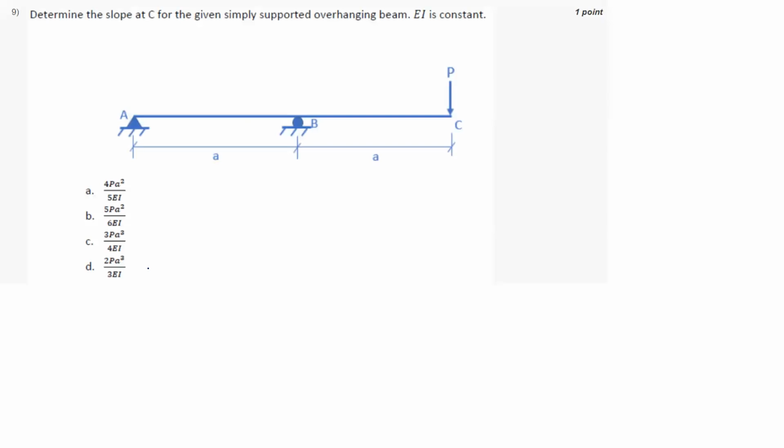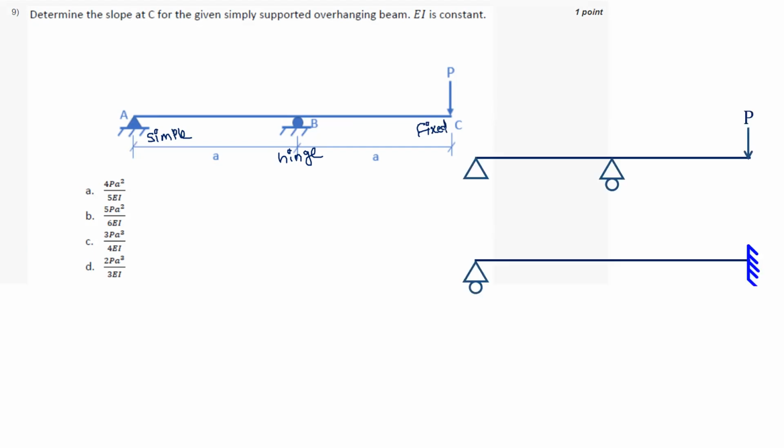Now we will go with this next question. Again, we will use the conjugate beam. The simple support remains simple. The roller, that is the continuous support, becomes a hinge. And C is free, so this becomes fixed. This is the given beam, and this becomes our conjugate beam. Now on the conjugate beam, we have to draw the BMD.